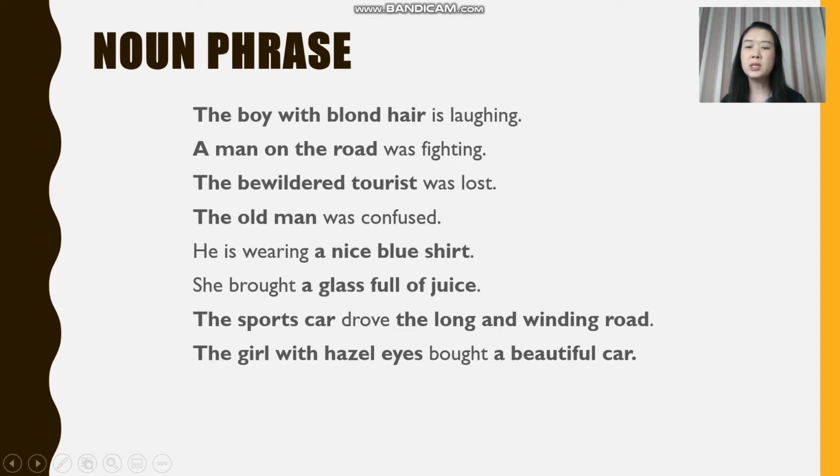Next one. The old man was confused. The head word is the word man, and the and old, they are adjectives to modify the word man. Okay? He is wearing a nice blue shirt. The head word is the word shirt. A nice blue, they are adjectives. She brought a glass full of juice. So here the head word is the word glass.